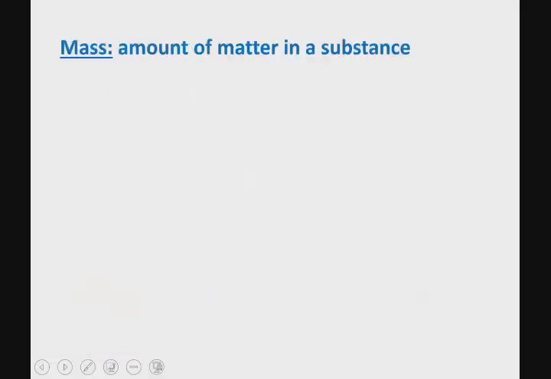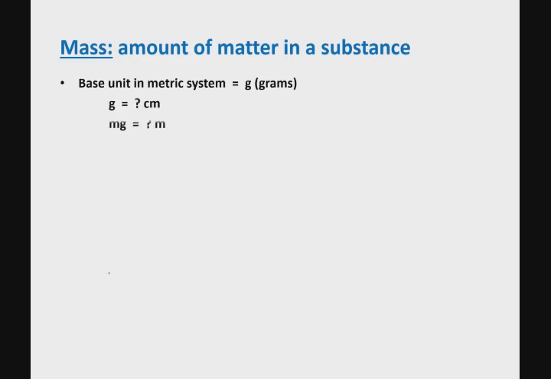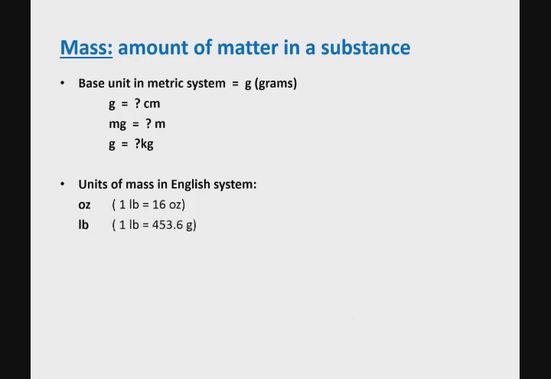Another property that we commonly measure is mass, which measures the amount of matter contained in a substance. The base unit in the metric system for mass is grams. Go ahead, take a minute and write out the relationships between those equations using the metric system. The English system units of mass that are commonly used are ounces and pounds. Once again, you do not need to memorize the equation between pounds and ounces and grams and pounds. Those will be given to you. You do need to, however, memorize the prefixes in the metric system.